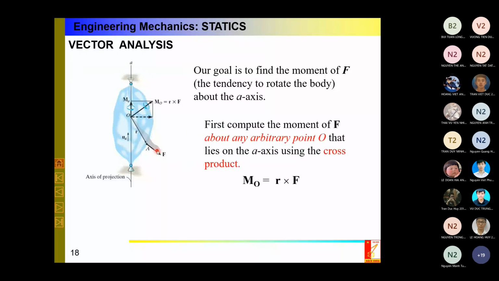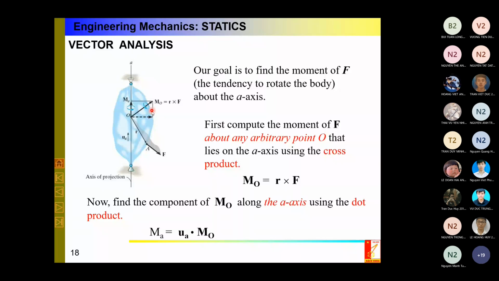Okay. And in this case, first, I will calculate the moment of this force F about some point O. Point O is lying on the line A. Okay, you know it. Some minutes before, you had some examples. I calculate the moment of force F about point O using the cross product. Any arbitrary point O you see here. So MO is R times F. Okay, and after finding this moment, MO is a cross product R times F, perpendicular to the plane here. And after that, I project it onto this line by using the dot product.